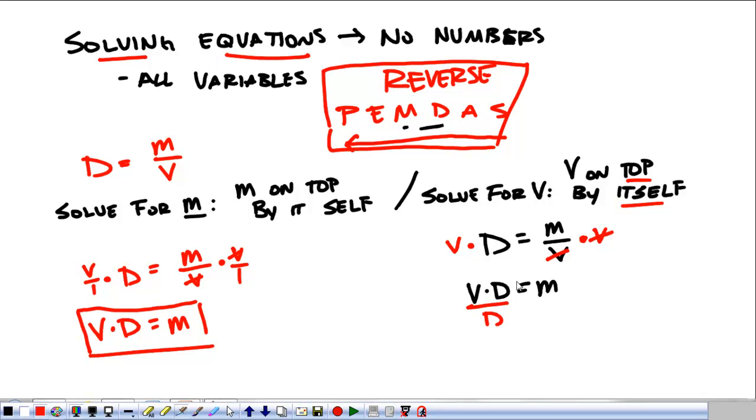When I do that, the D's over here cross out. But if I divide by D on one side, I have to do the same thing to the other side. So when we finish up, we have volume equals mass over density. We have solved our second literal equation.